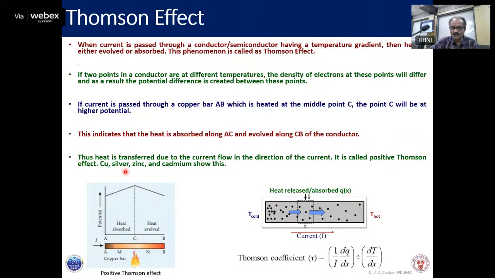Suppose heat is transferred opposite to the direction of flow of the current, then it will be called the negative Thomson effect. Copper, silver, zinc, and cadmium show the positive Thomson effect.